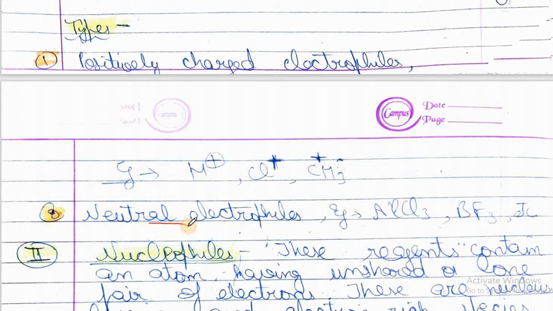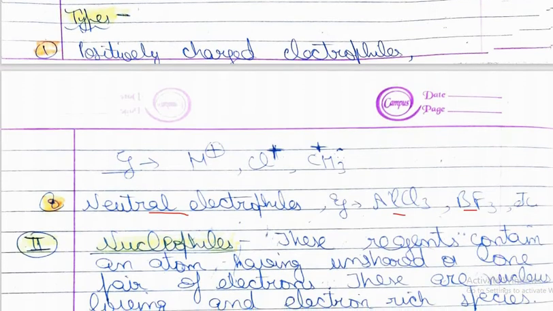Neutral electrophiles are electron deficient, like AlCl3, BF3. If we draw their Lewis structures, we will come to know that around the central atom, that is aluminium, the electrons are fewer, and similarly in boron the electrons are fewer in number than eight. So they do not have their octet of electrons.